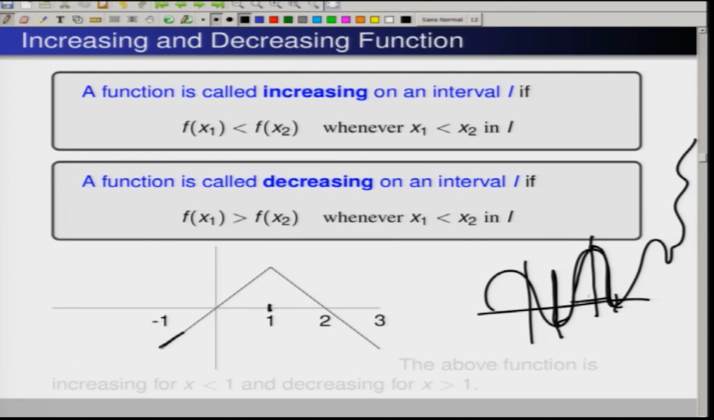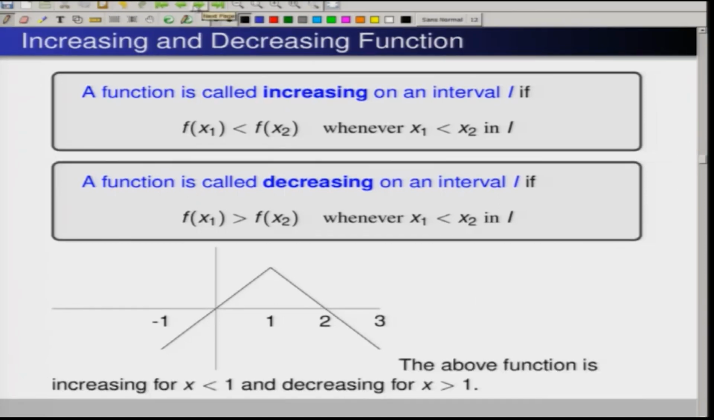Now, if you take this interval, I cannot say that in this interval it is either increasing or decreasing, because suppose this is x 1 and this is x 2, then f of x 2 is greater than f of x 1, but here in this interval, let us say this is x 3, then f of x 3 is less than f of x 1. So, we have to check in which interval f is increasing or decreasing.